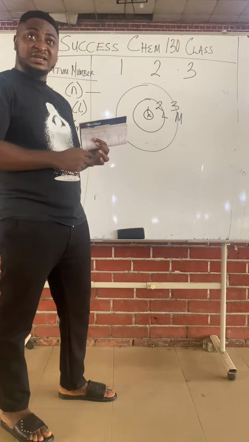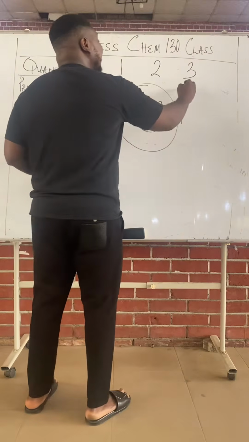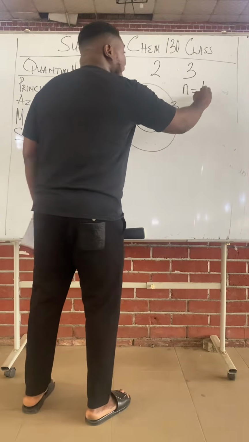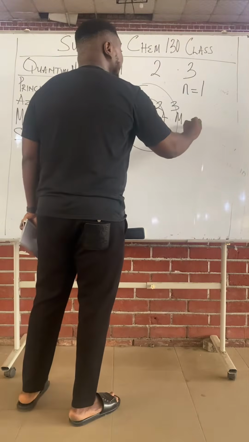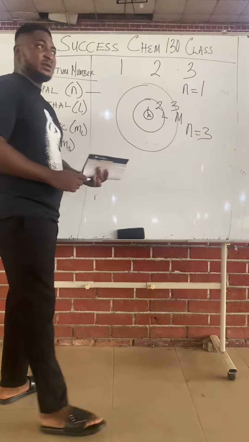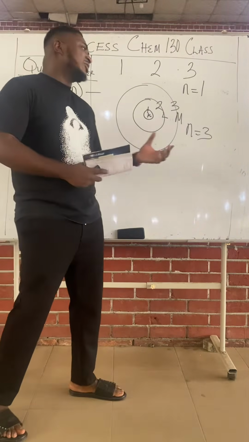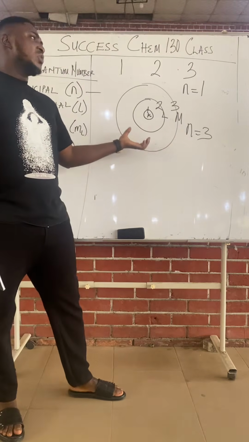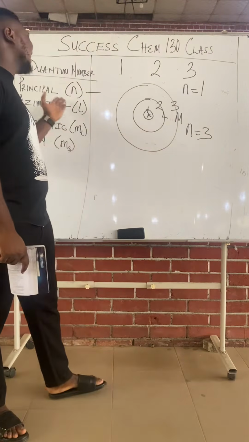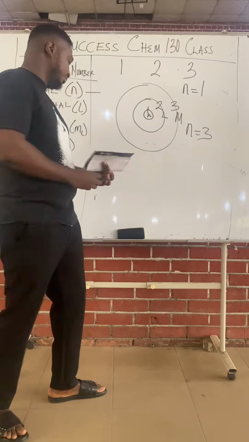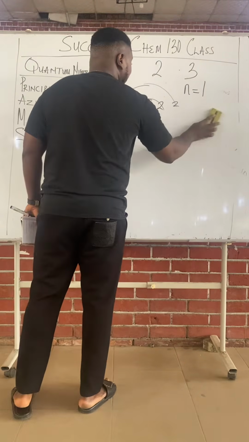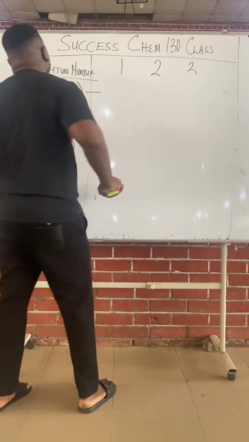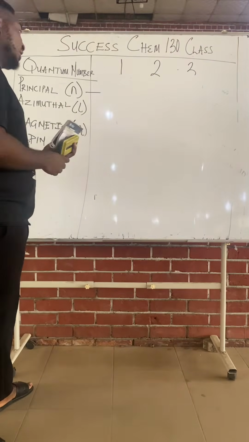So as the number of shells is increasing, so is the energy level. An electron that has a principal quantum number of 1 has a lower energy level compared to one that has a principal quantum number of 3. Because when an electron has a principal quantum number of 3, we are telling us that that electron exists in the third shell. So the principal quantum number gives us the shell energy level.